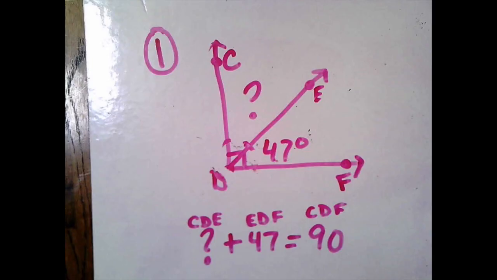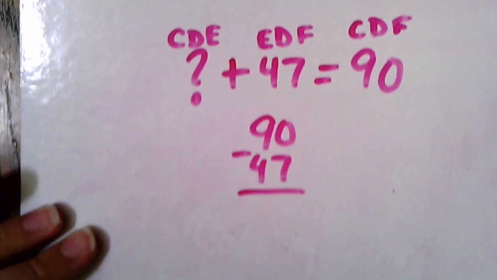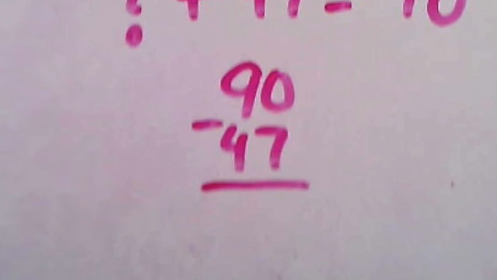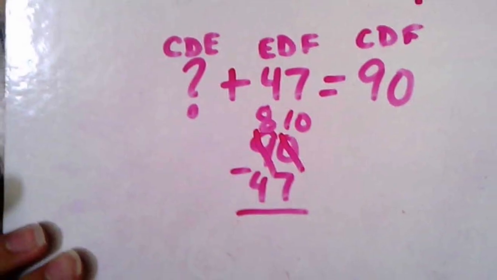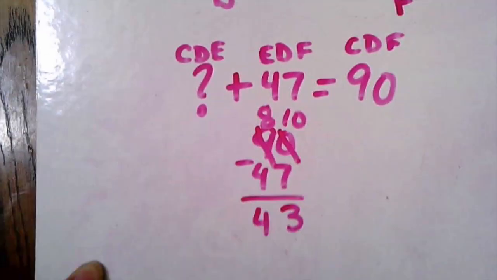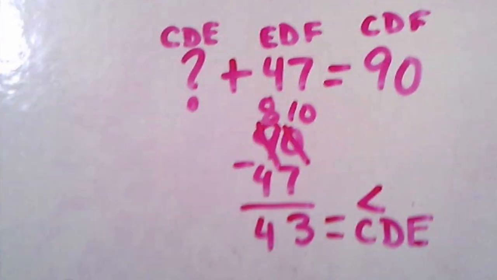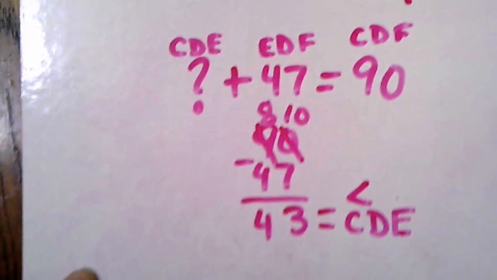Let's look at all the pieces together. So in this picture you'll see I've written it out as an equation. CDE we don't know. EDF is equal to 47 degrees, and both angles together are equal to 90 degrees. Next, we're going to do the opposite operation to find out how much our unknown angle is. So 90 minus 47. This is going to require a little bit of regrouping. Once you subtract, your answer should be 43 degrees. Angle CDE is equal to 43 degrees.